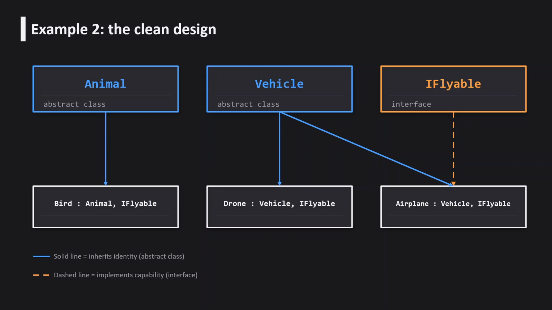Bird is an Animal that implements IFlyable. Drone is a Vehicle that implements IFlyable. Airplane is also a Vehicle that implements IFlyable. The solid arrow shows the identity, what each thing is. The dashed arrow shows the capability, what each thing can do. Two different relationships captured by two different tools with zero awkward forcing.